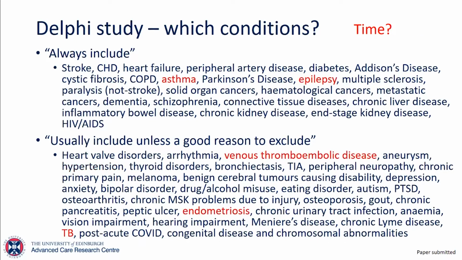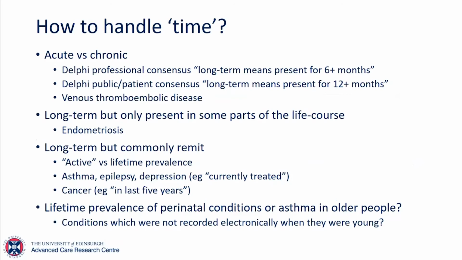There are all sorts of issues about time. You've got a read code for asthma or epilepsy or VTE or endometriosis, or TB, but is that in or out? These are time-based issues, and time is really important. So what do we mean by chronic or long-term? In the Delphi study, there was professional consensus that long-term means six or more months. In the public panel, they said it was 12 or more months. Six months wasn't long enough. And is venous thromboembolic disease really a chronic condition? It made it through the Delphi, but is it really? Of course, it can be, and sometimes it's not.